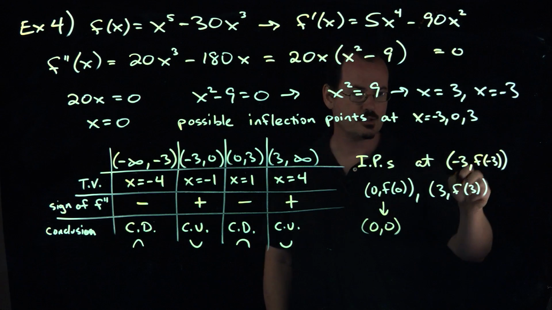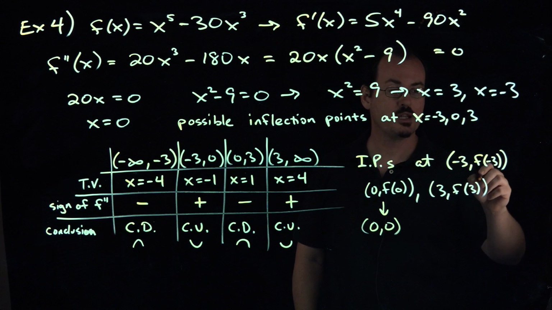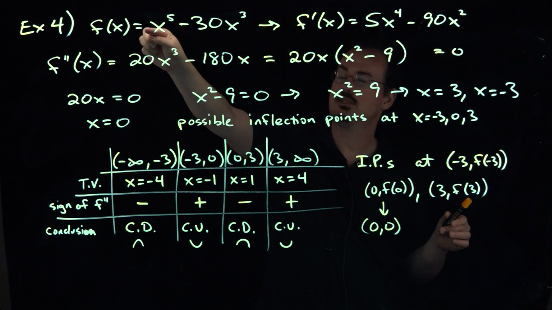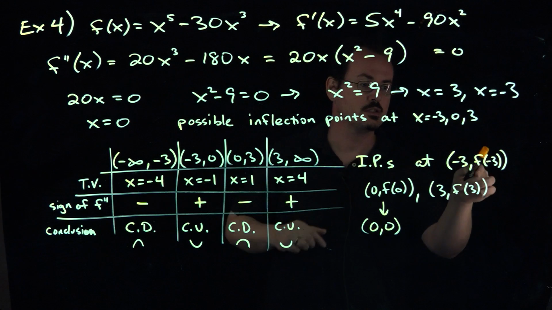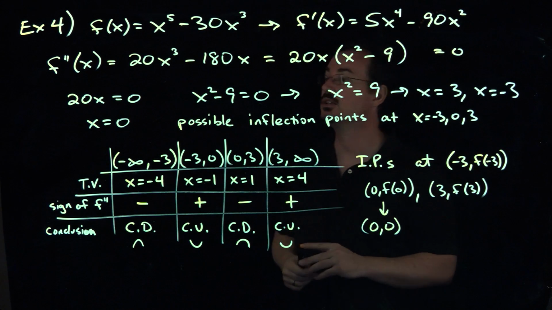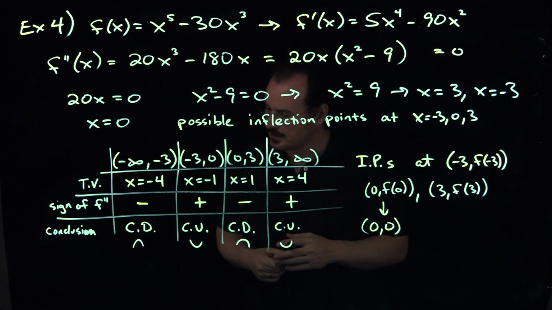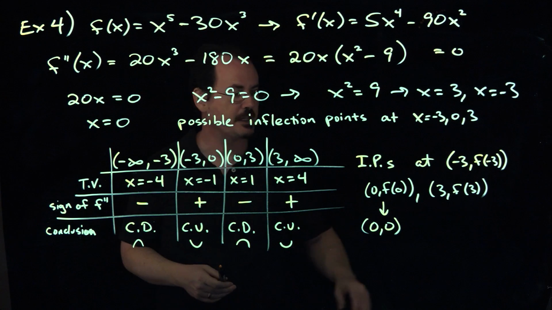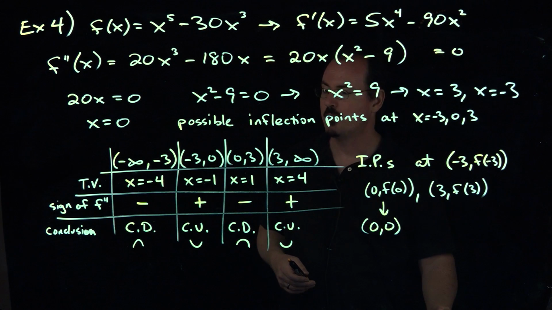Like I said, sorry about the calculator thing today. I don't want to do that in my head right now, so just plug the negative 3 into the original function, plug the 3 into the original function, find those y values there, and that's what you're looking for, the exact location of these inflection points. And that's what you'll have to do in MyMathLab as well.